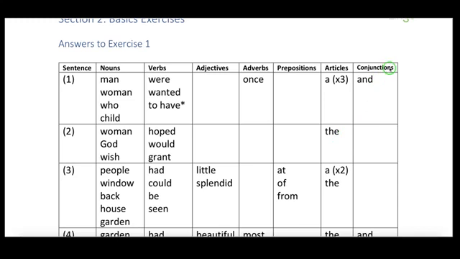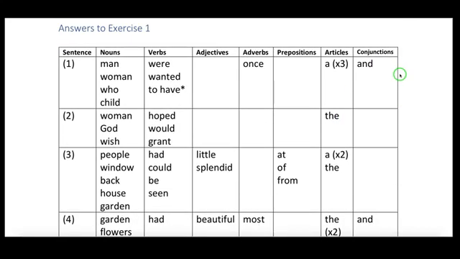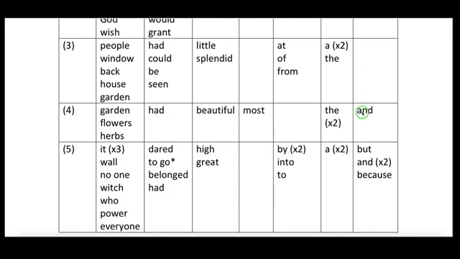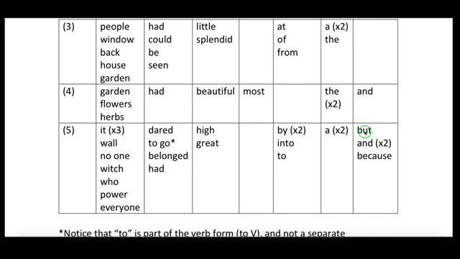And finally, conjunctions. Conjunctions are joining words. They can join nouns to form a noun group, or they can join clauses together to form sentences. So we have and, again, but, and because.